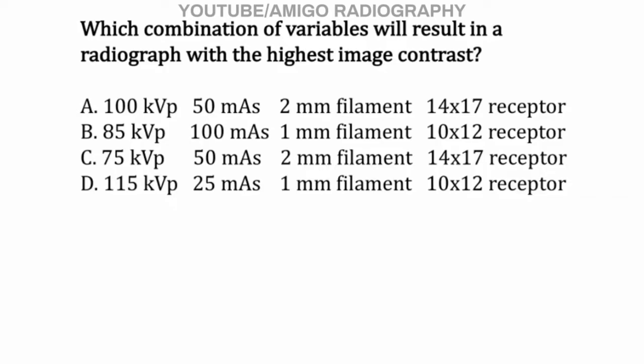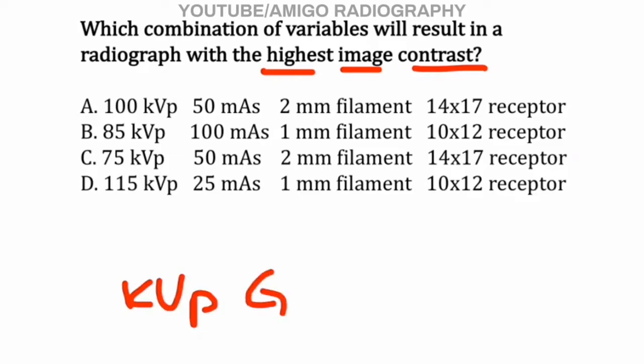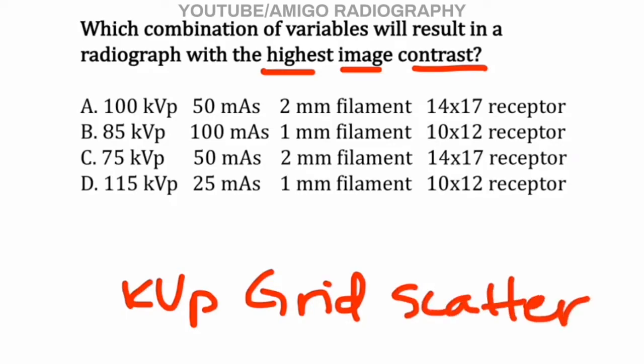So immediately, before we even look at the answer options, we want to think about the things that affect our image contrast. We want the highest image contrast. KVP affects our image contrast. Grids affect our image contrast. The patient size and scatter all affect image contrast.